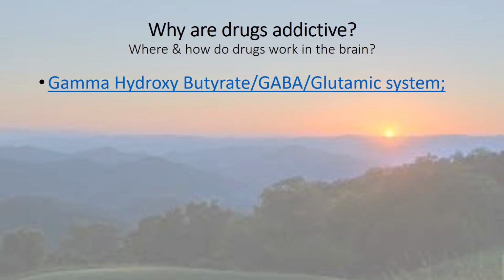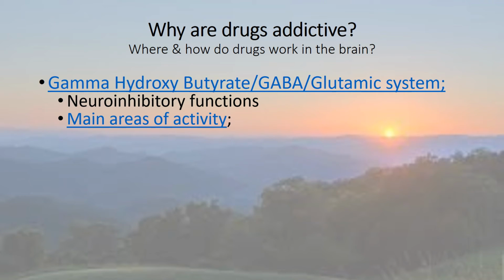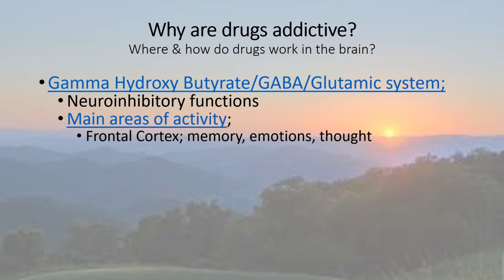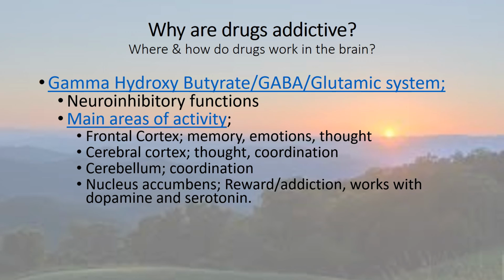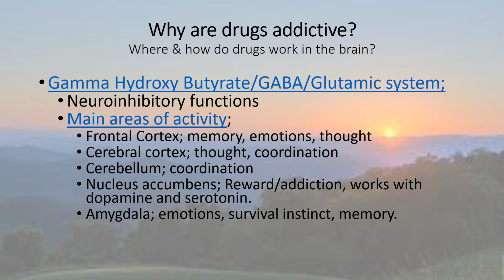Gamma hydroxybutyrate, the GABA system, has neuroinhibitory functions. The main areas would be the frontal cortex, memory, emotions, thoughts, cerebral cortex, thought coordination, cerebellum, coordination, nucleus accumbens, the reward addiction centers working with dopamine and serotonin, the amygdala involved with emotions, survival instinct, and memory, and the hippocampus.